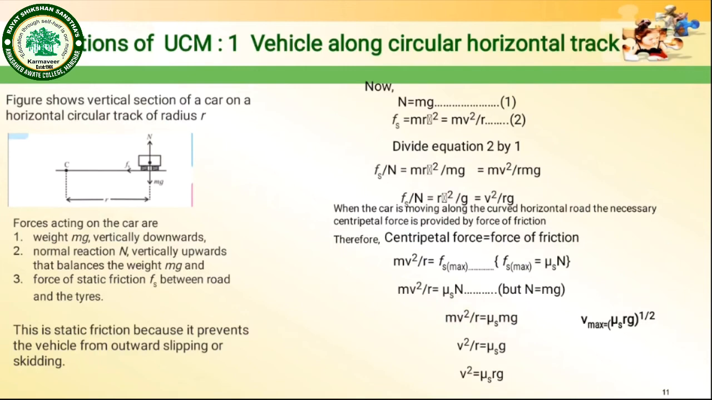m gets cancelled from each side. Therefore, v square upon r is equal to mu s g. Rearranging this term, we get v square is equal to mu s r g. To find v max, we have to take the square root. Finally, Vmax is equal to (mu s R g) raised to 1 half, or we can say that it is the square root of mu s R g.